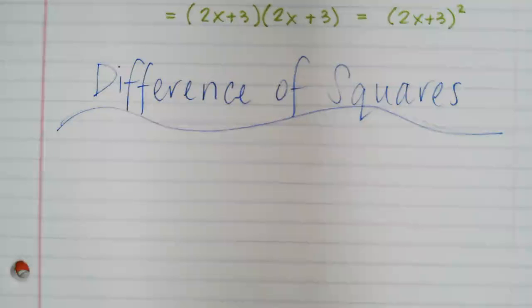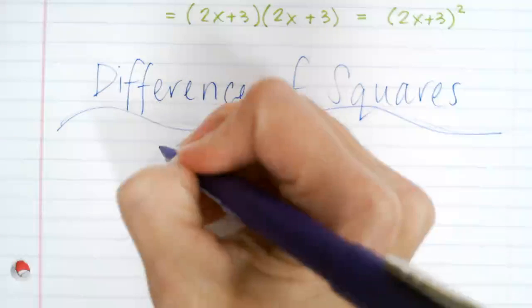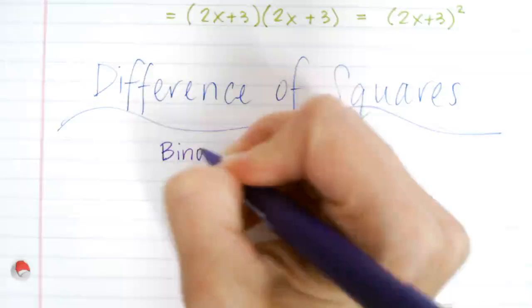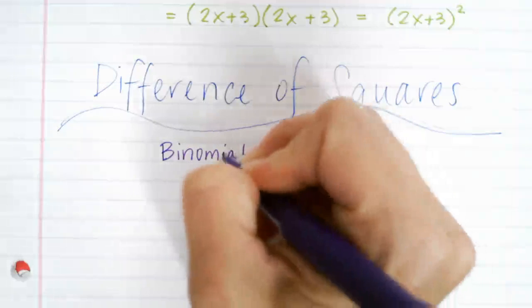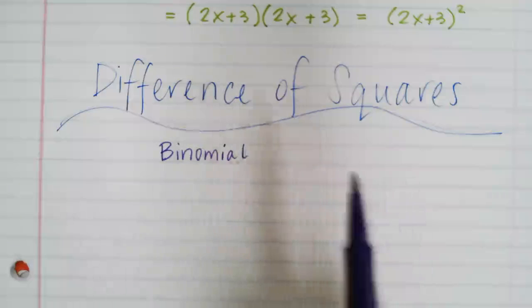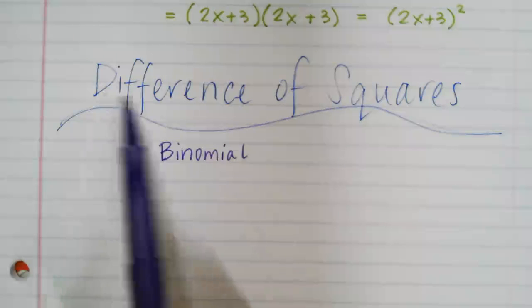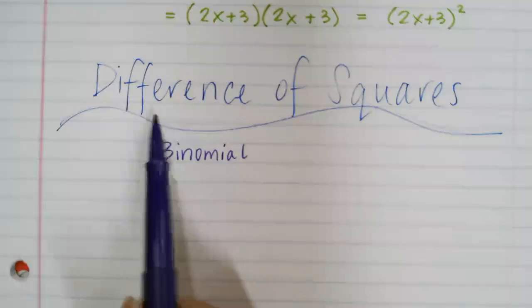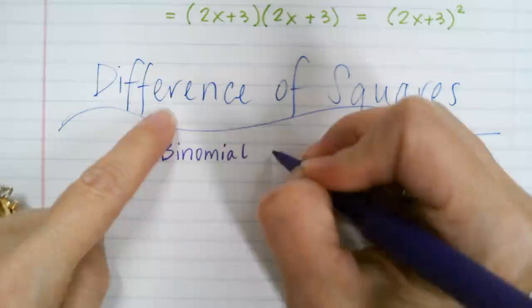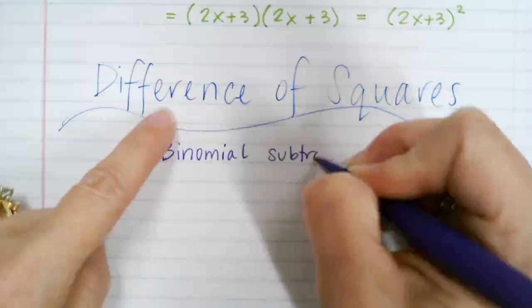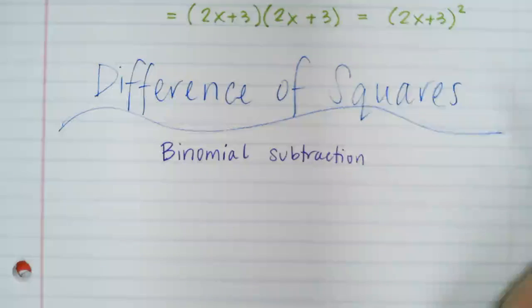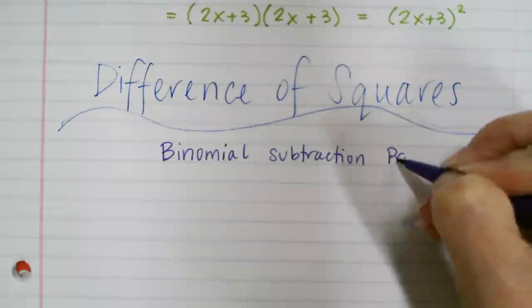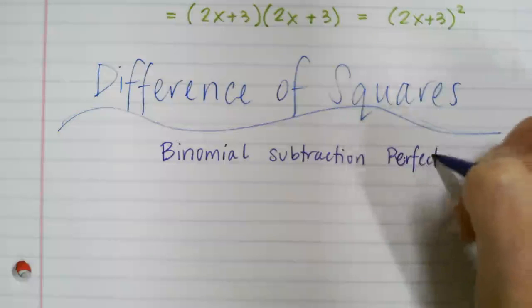All right. This one is different. This is not a trinomial. This is going to be a binomial. And what we need to think about is it's called difference of squares. So it's going to be a binomial with subtraction of perfect squares.